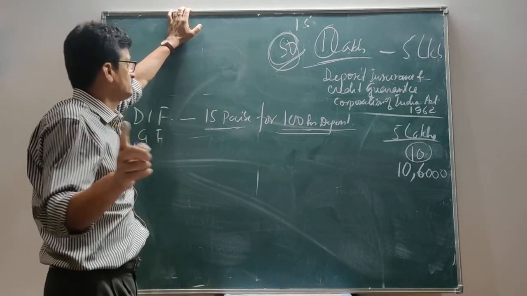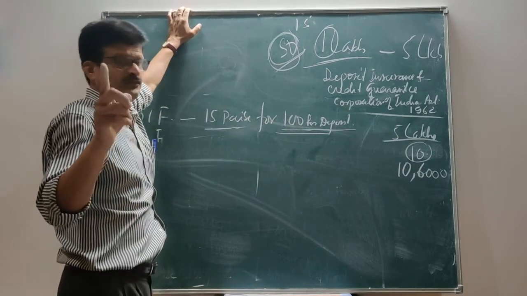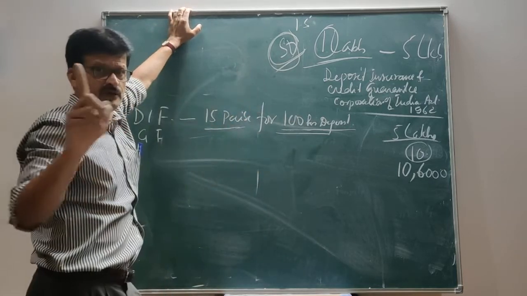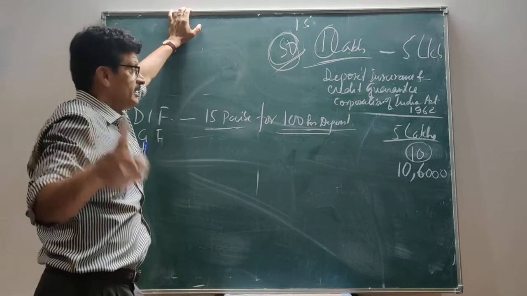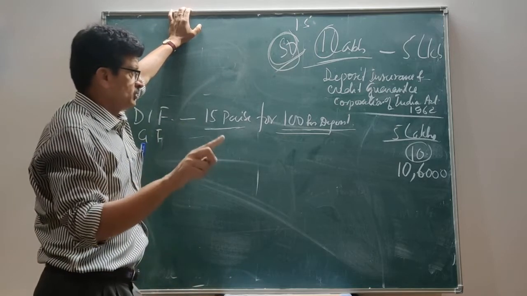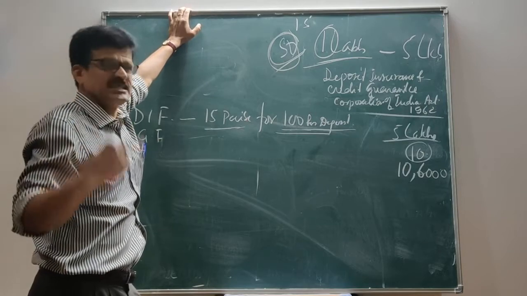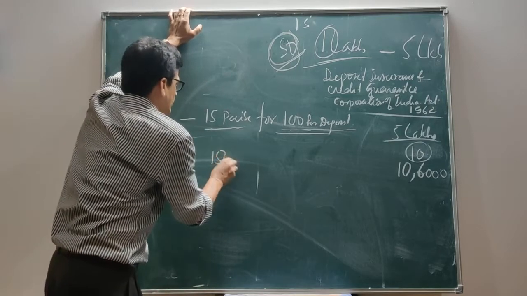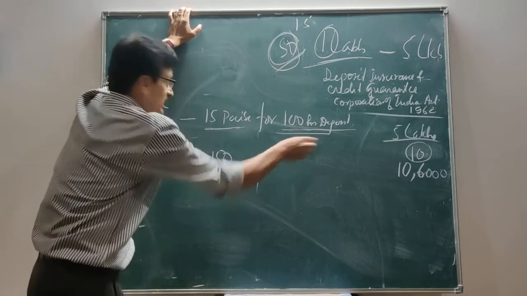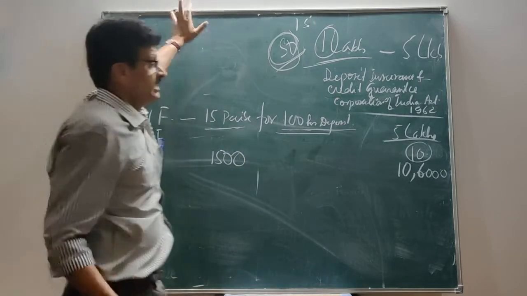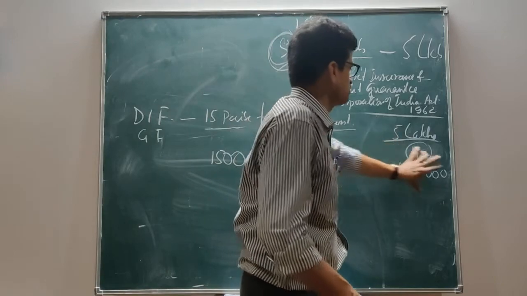And 15 paisa for every 100 rupees: for 1000 rupees it becomes 1 rupee 50 paisa. Correct? And for 10,000 rupees it is 15 rupees. Okay? For 1 lakh rupees it is 150. Remember, for 1 lakh rupees 150. For 10 lakh rupees it is 1,500. Who pays it? That burden will not be passed to the customer.